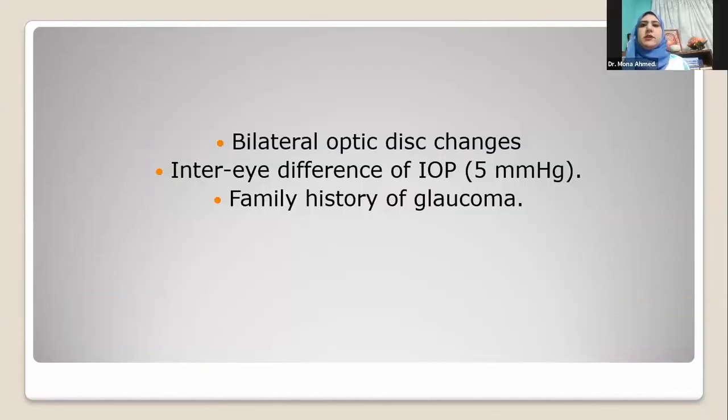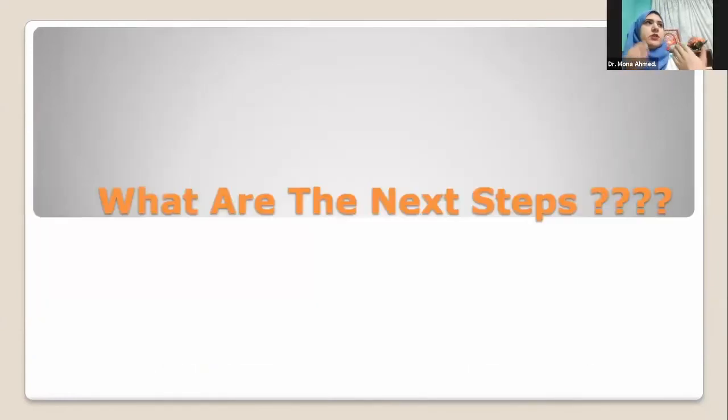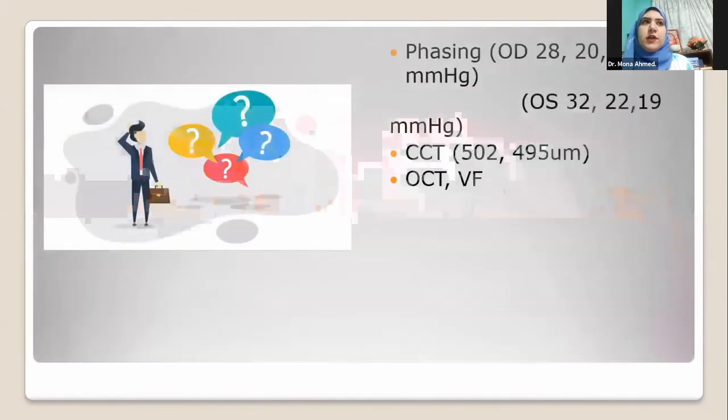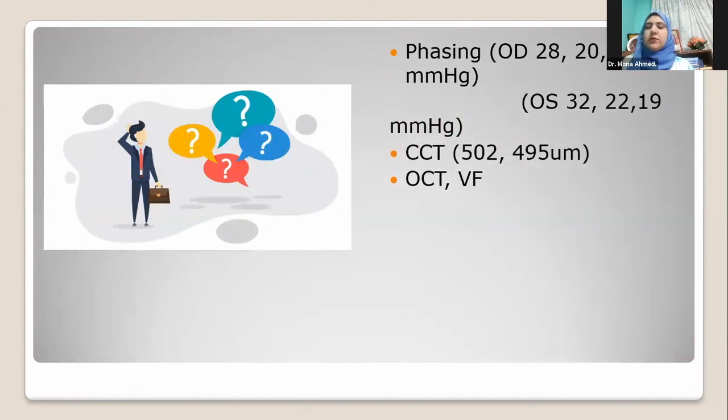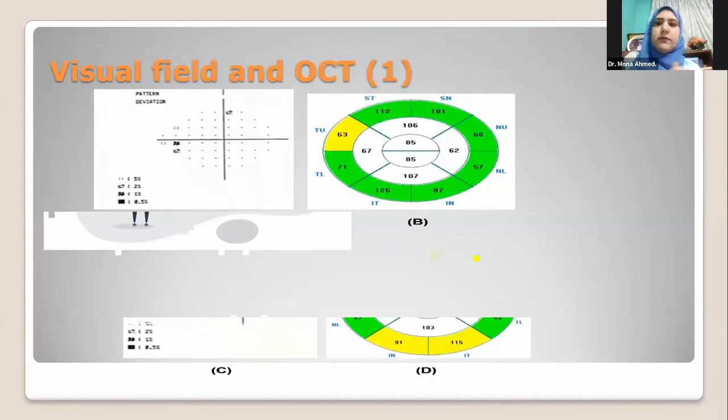So this has been done, as you say, Dr. Reham. Phasing of the intraocular pressure was done, revealing maximum intraocular pressure of 28 and minimum of 18 in the right eye, and maximum IOP of 32 and minimum of 19 millimeters mercury in the left eye. The central corneal thickness was 502 micrometers in the right eye and 495 in the left eye, measured by ultrasound pachymetry. The visual field and OCT were ordered, and we'll see now.